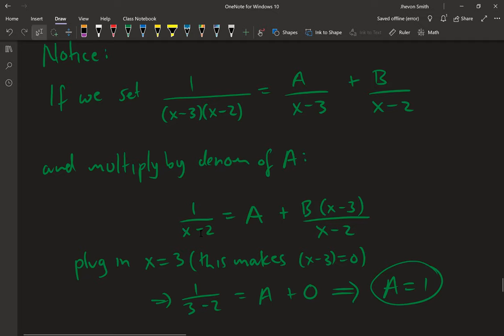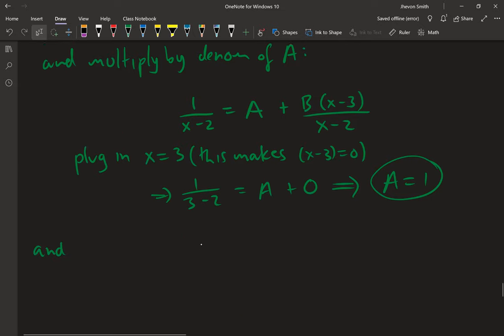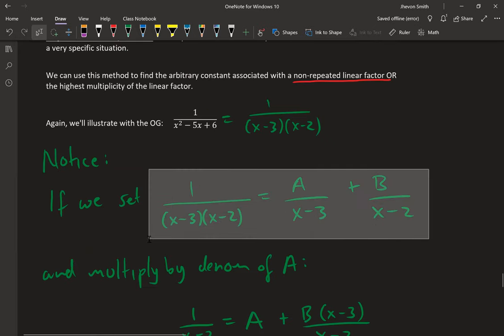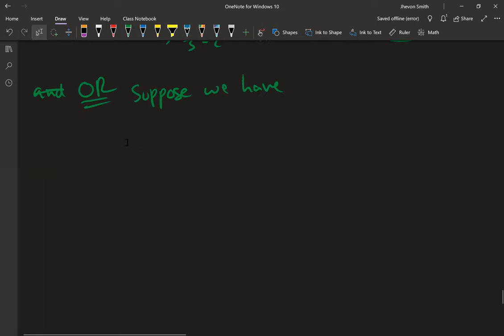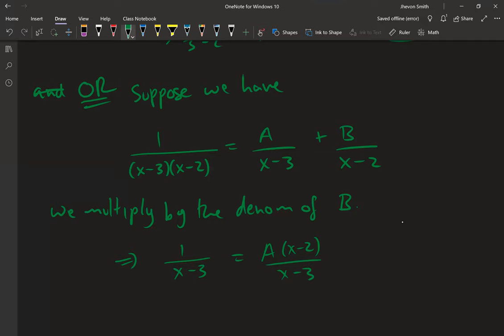So I want you to notice that. You'll soon see the pattern. I'm kind of leading you into it here, but once you see the method, it's going to be crazy. Suppose we have the original equation right here, and we multiply by the denominator of b. That is, we multiply both sides by x minus 2. Then the left side would become 1 over x minus 3, and the right side is a times x minus 2 over x minus 3 plus b.